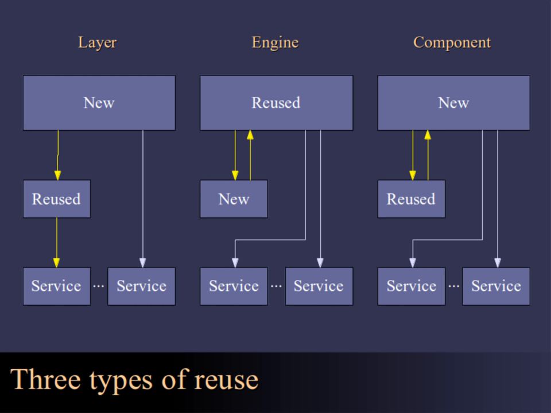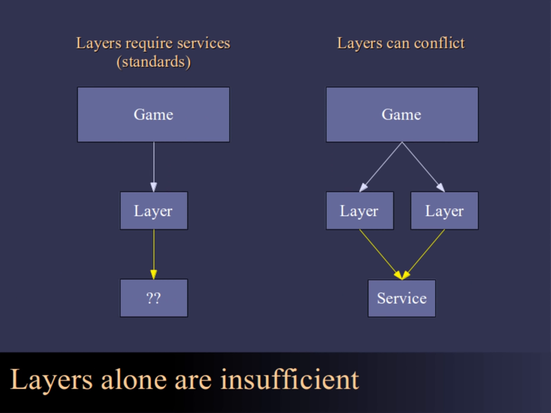Now, the reason those are important, and the reason that layers aren't the only thing that we need, I mean, engines I'm not really going to cover because that's a totally separate topic. The reason that components are important is because if you look at layers, they're very limited. They require there to be some well-defined kind of service at the bottom that they're abstracting, like 3D hardware. And if they don't have something like that, so if you want to do something like AI where there's no agreed upon standard for what the output is, then they can't really exist.